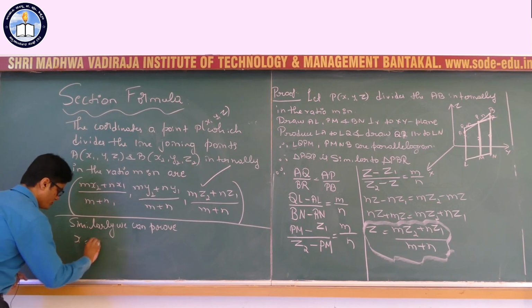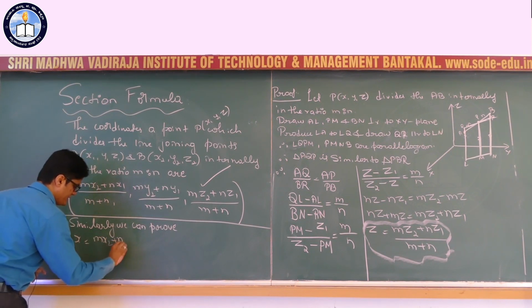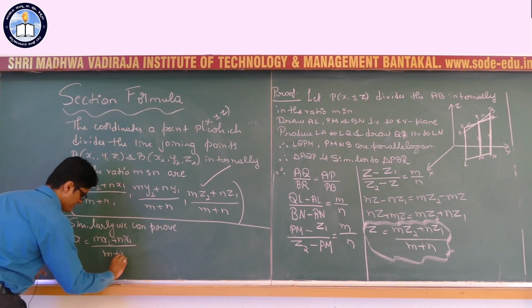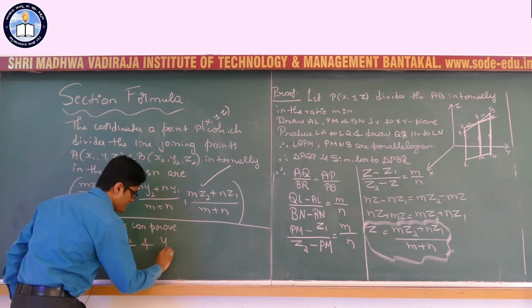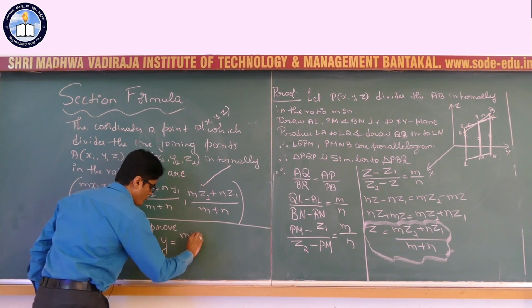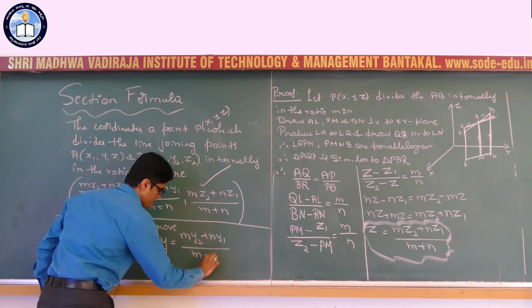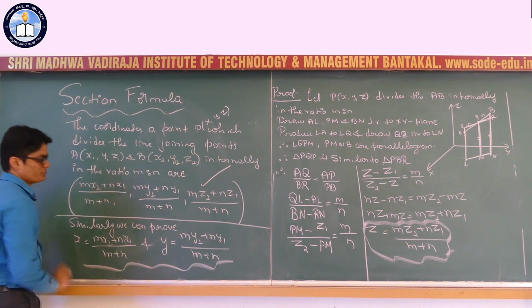x is equal to (mx2 plus nx1) divided by (m plus n), and y is equal to (my2 plus ny1) by (m plus n). So this is it from the section formula.